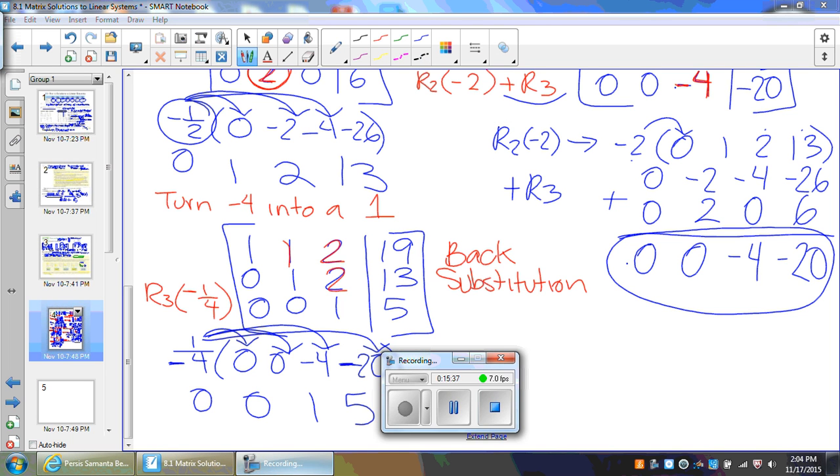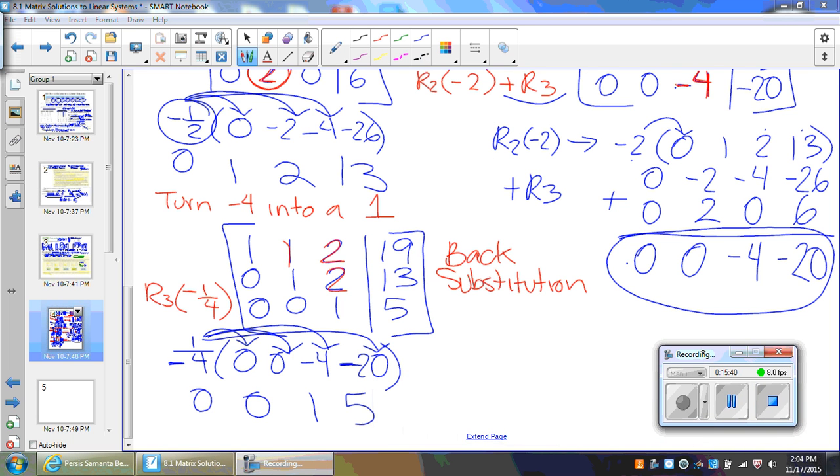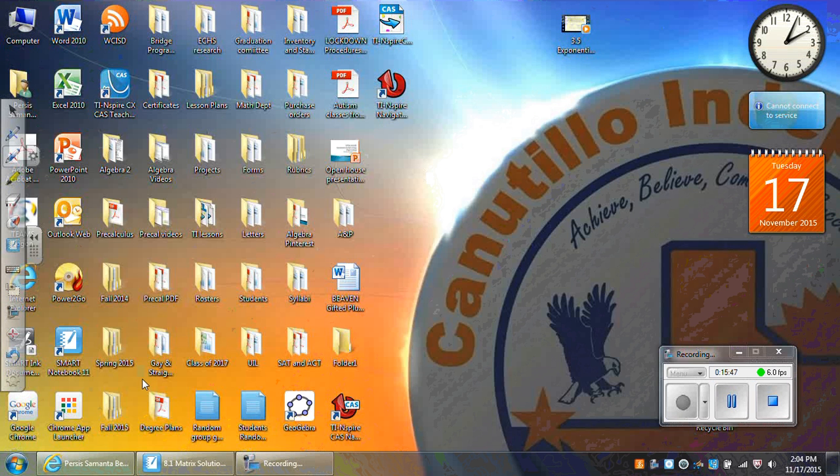Okay. So that is because we have to use the leading row. So when we started, we were working on the first column, right?